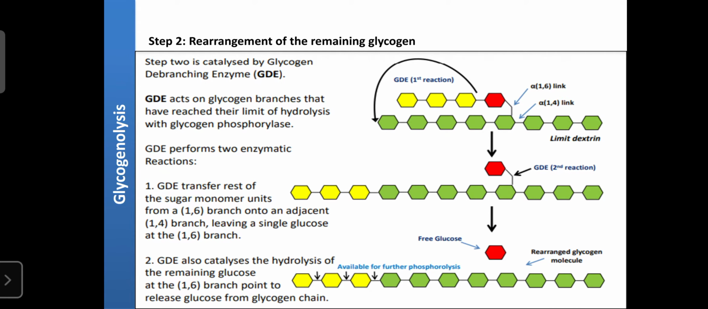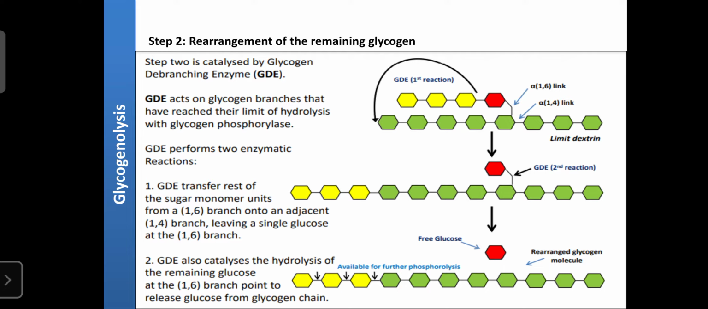In step 2, the rearrangement of the glycogen molecule, this step is regulated by the enzyme glycogen debranching enzyme, also known as GDE. This GDE performs 2 steps involved in the rearrangement of glycogen, and it can shift glucose molecules from the 1,6 branch into the 1,4 branch, because only the 1,4 branch can undergo phosphorolysis, not the 1,6.